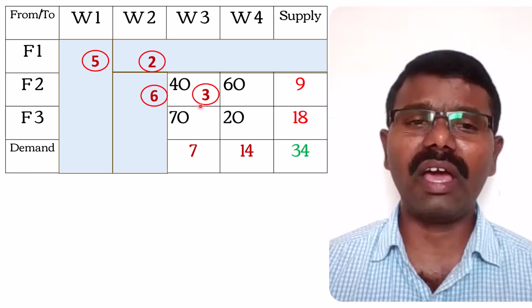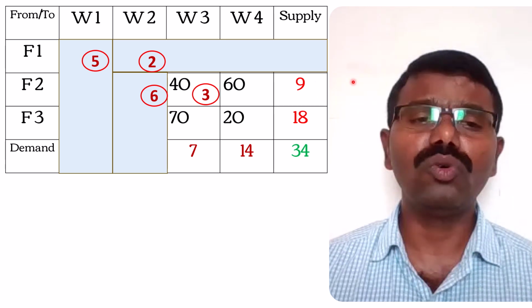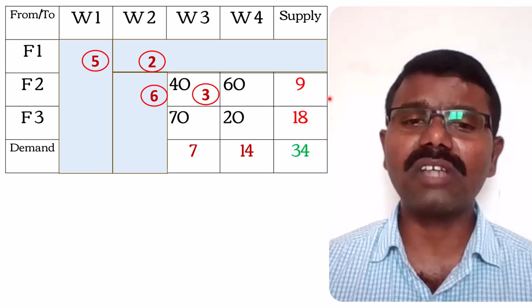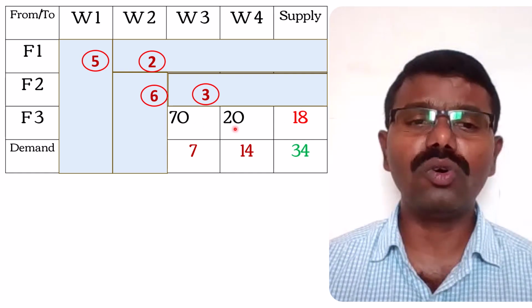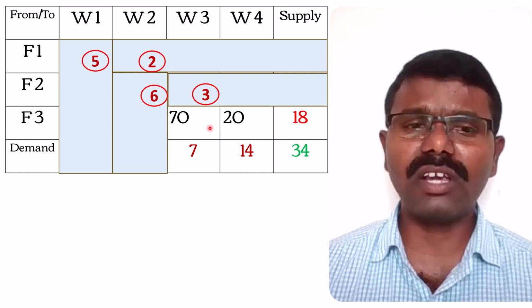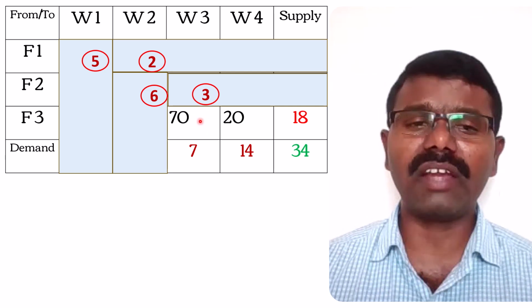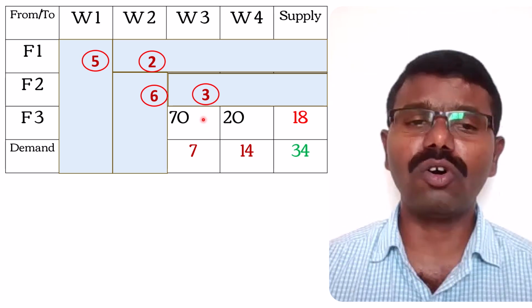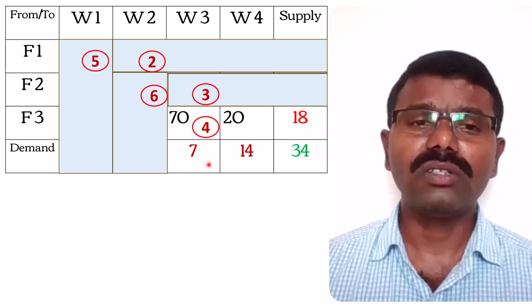Then 3 plus 6 is 9. The 9 units available at factory 2 are already supplied: to warehouse 2, 6 units, and to warehouse 3, 3 units. Total 9 units are supplied. So this row can be cancelled. Then only these 2 cells remain. And again if you see the top left corner, 70 is the top left corner. But in this cell we can allocate only 4, because 3 units are already allocated to this warehouse 3. It has a demand of only 7. So already 3 is over. So you can allocate a maximum of 4 units here. So allocate 4 units to this warehouse 3.